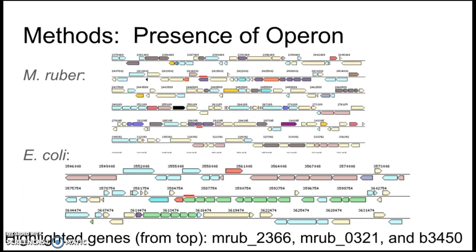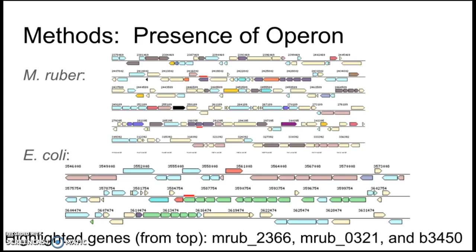Through the IMG database and within the color by KEGG function of this site, genes of interest could be found within the specific genome, and the location and function of said genes could be compared. With this, color by KEGG coordinates functions of genes with specific colors. The three genes of interest are indicated by the red lines found above the gene. In this case, from the top, mRub2366, mRub0321, and b3450.